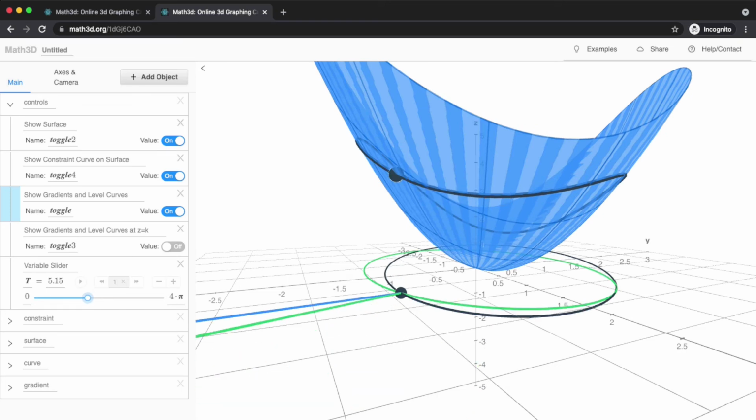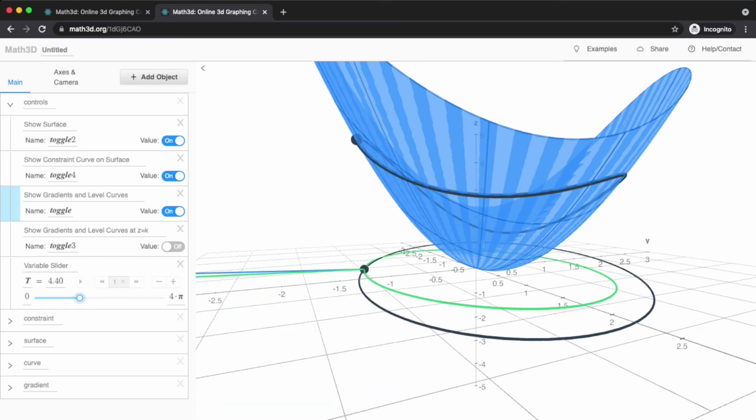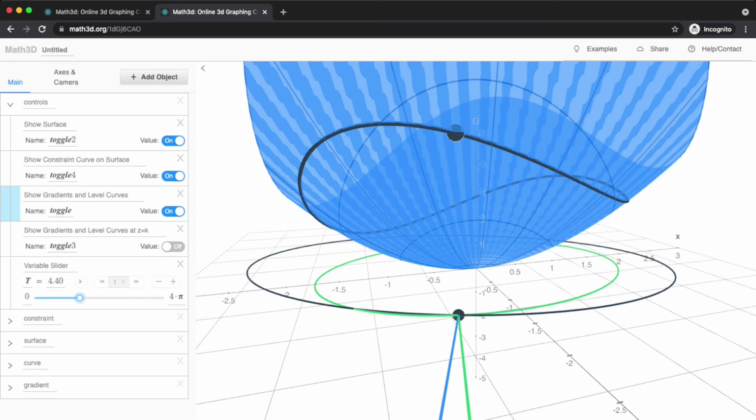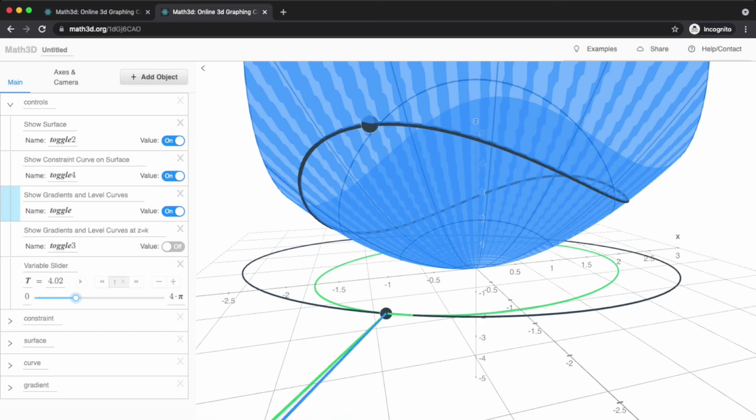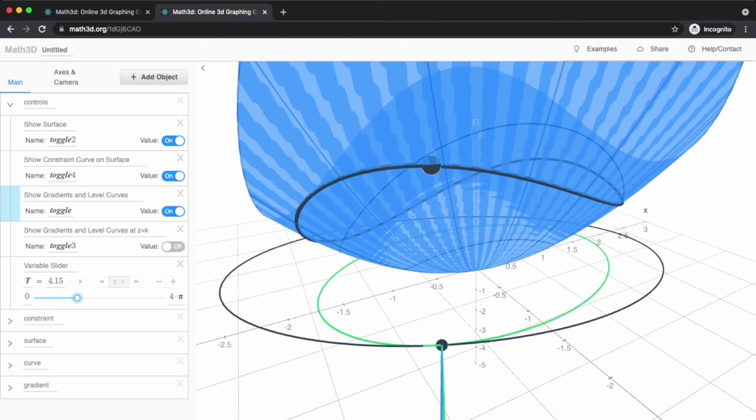And again, I'll go to a maximum on the surface. So we'll keep going. Maximum somewhere around here. Kind of hard to nail it down precisely, but there's a maximum up on the surface, and again, that's where the gradient of our level curve and the gradient of our constraint curve are parallel to each other. So that's the idea with Lagrange multipliers. Look for the places where the gradients are parallel to each other, because those are going to give you the max and mins.